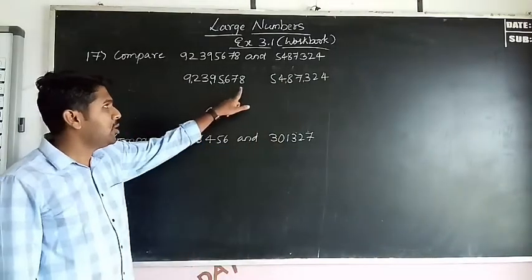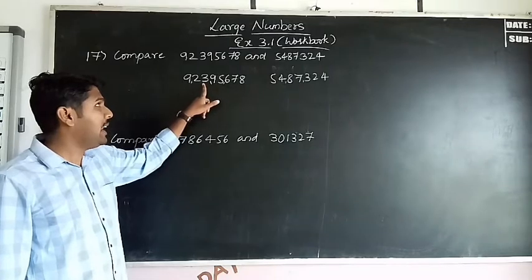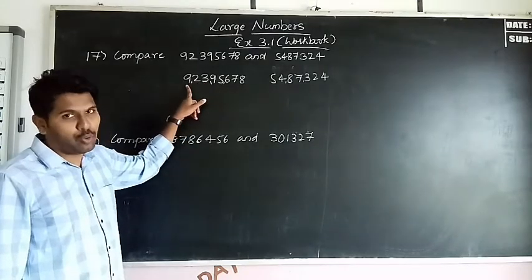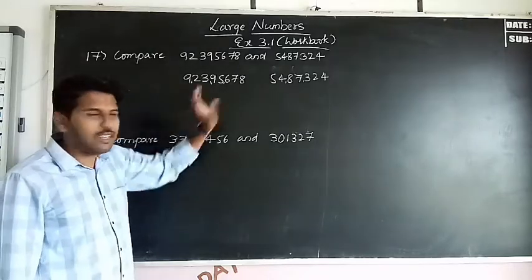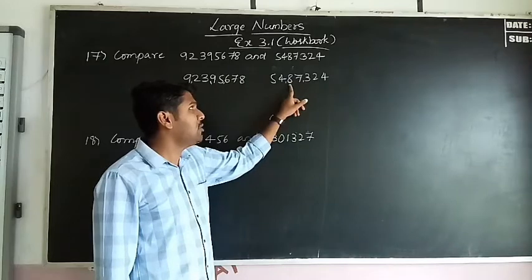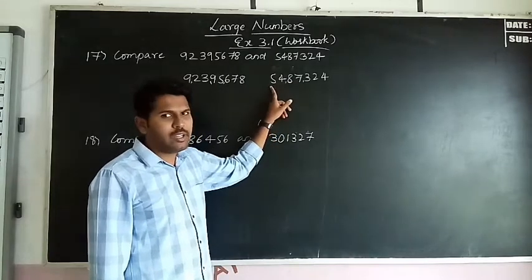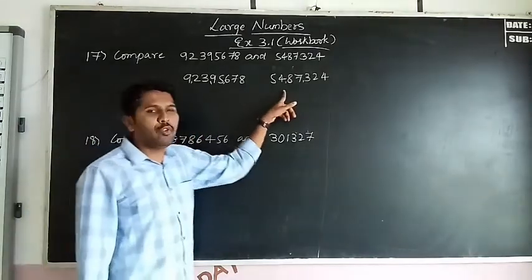So here 1, 10, 100, 1000, 10,000, lakh, 10 lakh, crore. So this is 9 crore. Okay, 9 crore and the remaining number. So here 1, 10, 100, 1000, 10,000, lakh, 10 lakh. Okay, that is 54 lakh. Here 9 crore is there and 54 lakh is there.